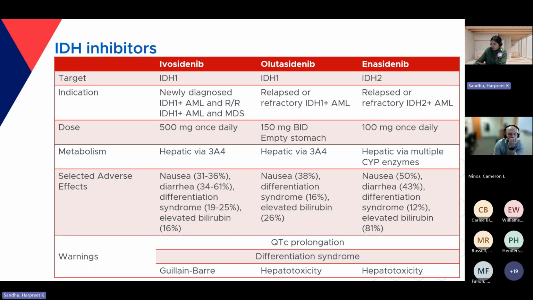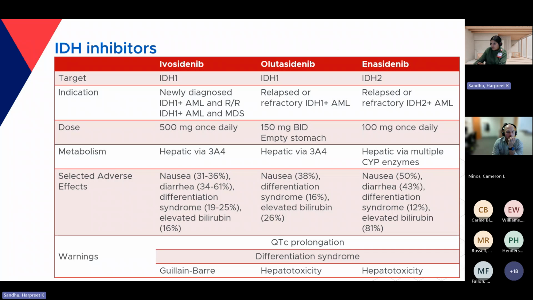Olutasidenib, not as commonly used, but also approved for IDH1 positive relapsed refractory AML. This is dosed twice a day on an empty stomach. So again, thinking about adherence for a twice daily drug on an empty stomach, that's a bit more difficult. Hepatically metabolized, it does have a risk for nausea and differentiation syndrome and does carry a higher risk for hepatotoxicity.